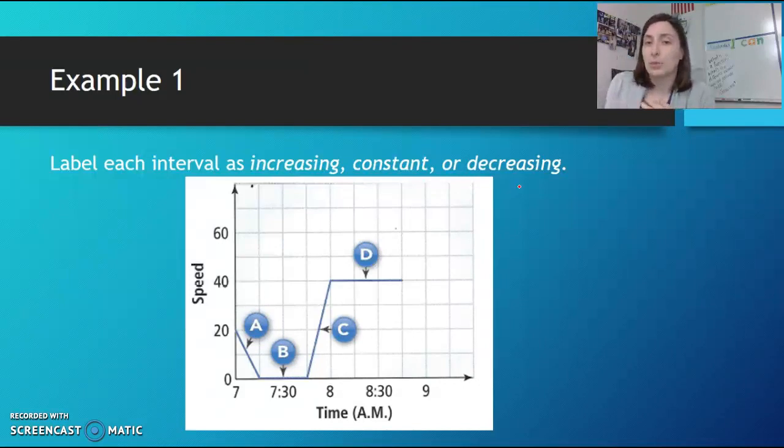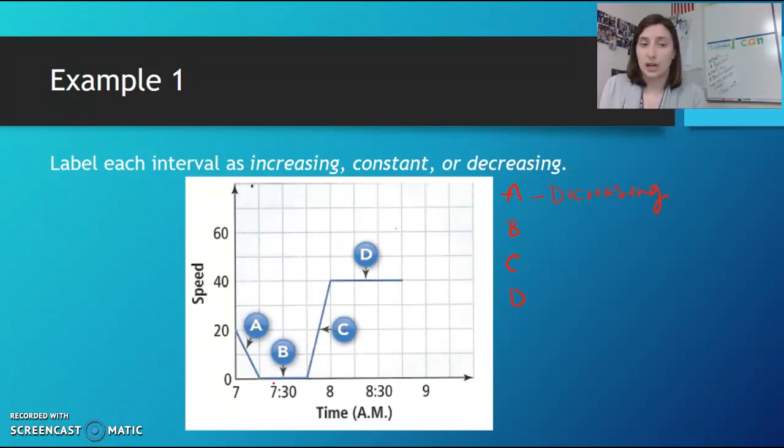So I'm just going to come off to the side here. We're going to go for A, B, C, and D. So I'm going to look at where A is pointing to. So we're going from 20. Our line, if we think of it as slope, like from chapter 5, our slope is negative. Therefore, A's interval is decreasing because we are going down. So A is decreasing.